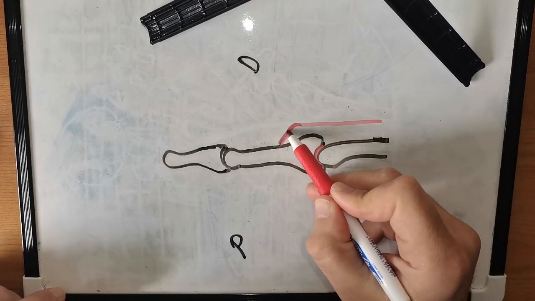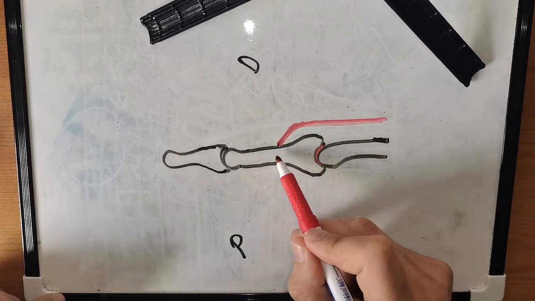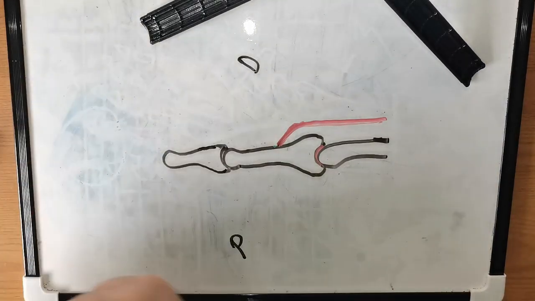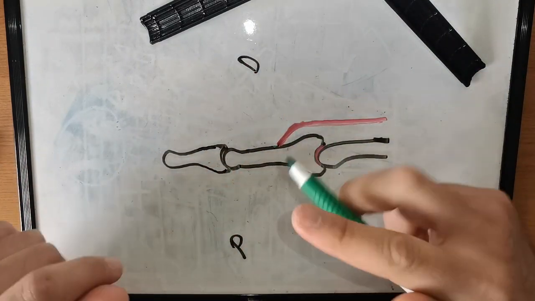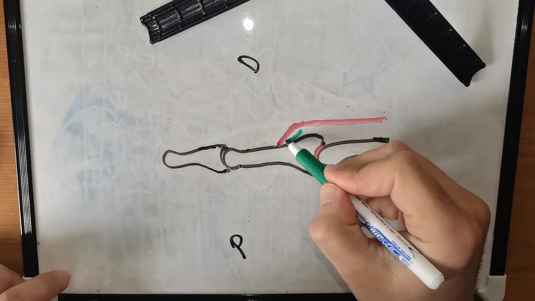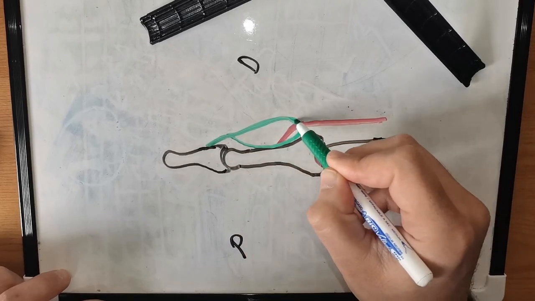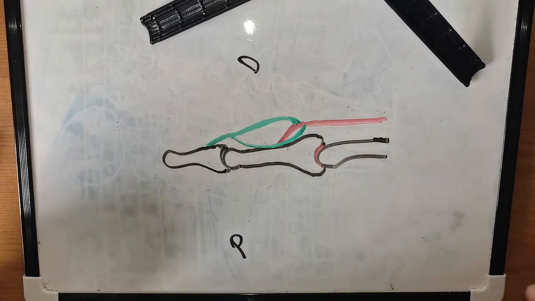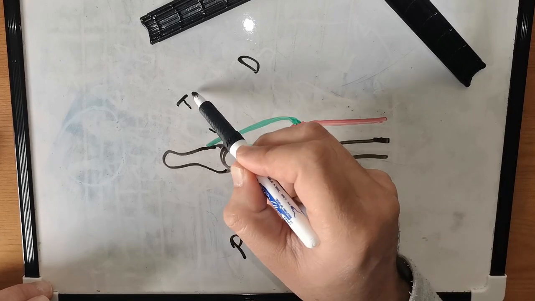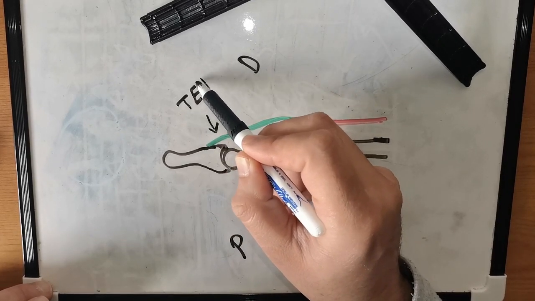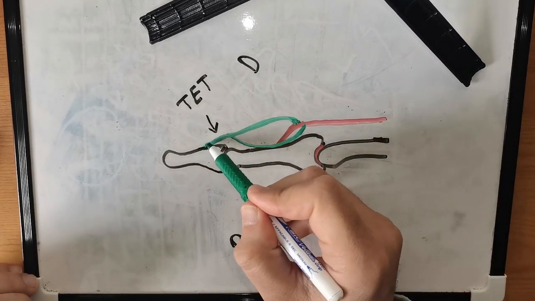The central part is going to insert on the base of the middle phalanx. The lateral parts are going to join together, and they're going to insert on the base of the distal phalanx in this manner. As we said, this structure here is called the terminal extensor tendon, and it is the tendon that is of importance to us in mallet finger injury.